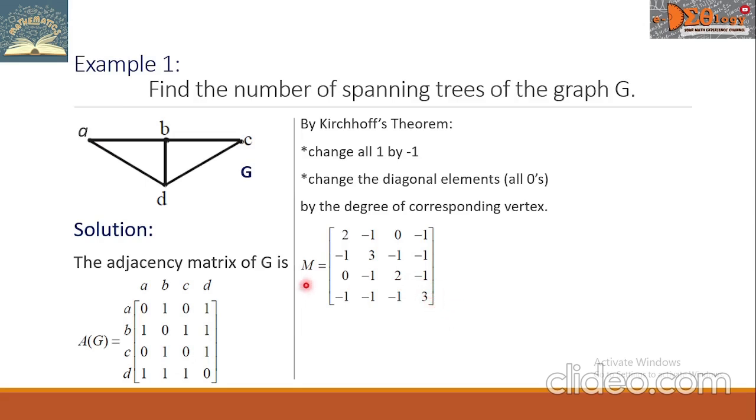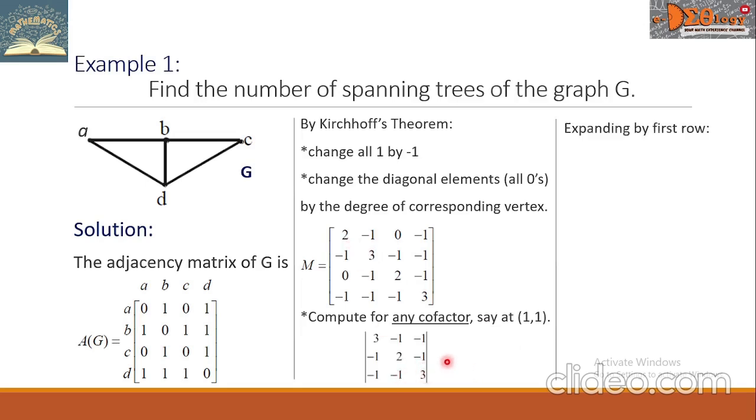After we derive the matrix M, we will compute any cofactor. Let's say at 1, 1. It means we will have this matrix. So we're going to expand by the first row. It will be like this: 3 times the matrix [2, -1; -1, 3] minus the -1 times the matrix [-1, -1; -1, 3] plus -1 times the matrix [-1, 2; -1, -1].